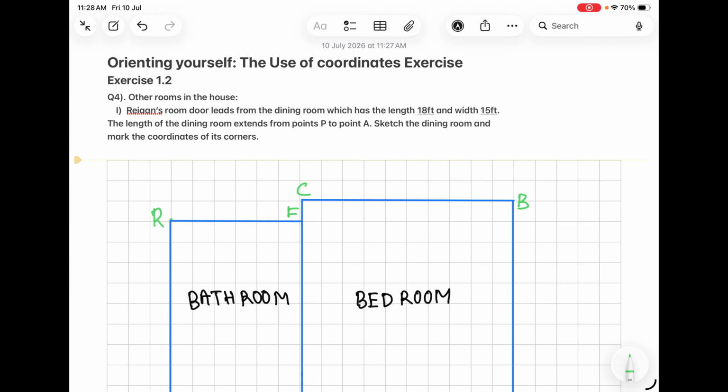Orienting yourself, the use of coordinates. Exercise 1.2. Today we are going to start Question number 4, other rooms in the house. Ria's room door leads from the dining room, which has the length 18 feet and width 15 feet. The length of the dining room extends from point P to point A. Sketch the dining room and mark the coordinates of its corner.